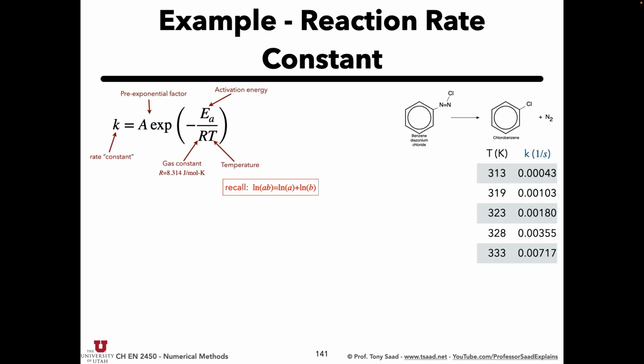A classic example of this is reaction rates in kinetics. And the classic Arrhenius model for the reaction rate is you have a rate constant, k, as a function of activation energy and temperature and gas constant, etc. So it looks like some coefficient A, which we call the pre-exponential factor, times the exponential of minus EA over RT. Now, EA is the activation energy.